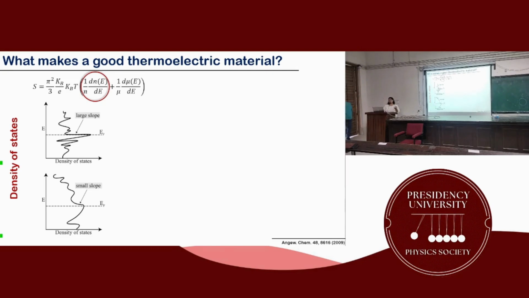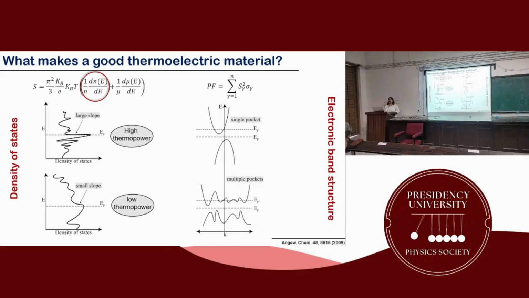Instead, if I have a smaller one, a small slope or dN/dE, that means fewer states are available for electrons to occupy, then I will have a lower thermopower. Similarly, now I will focus on... So this was about the density of states. Now I will focus on electronic band structure.